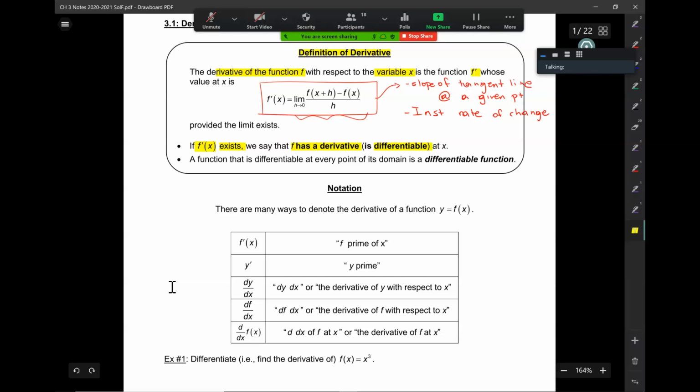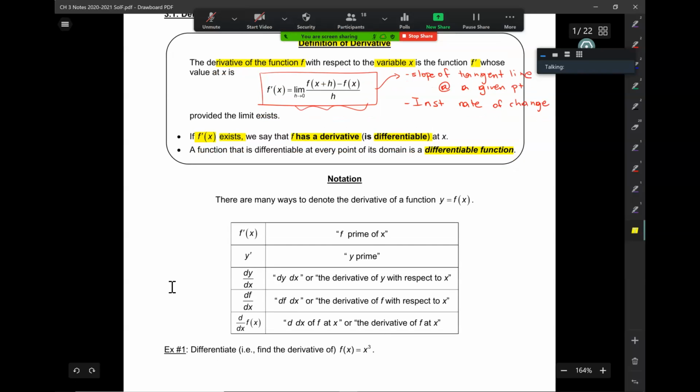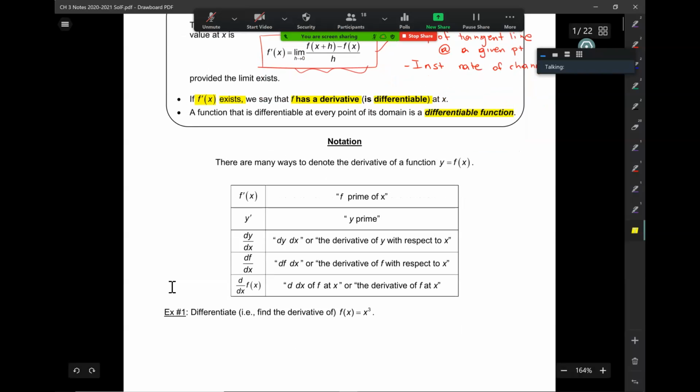Okay. A function that is differentiable at every point on its domain is a differentiable function. So just like we had said, if a function is continuous everywhere on its domain, we call it a continuous function. Same with differentiable functions. All right, notation.